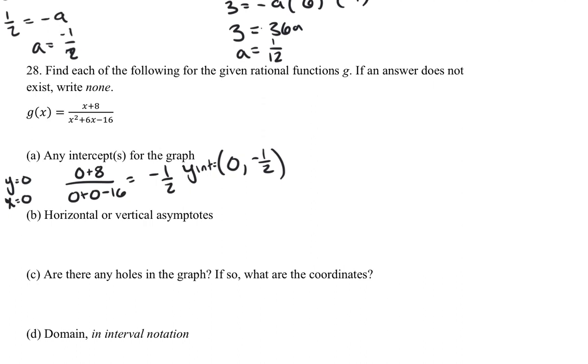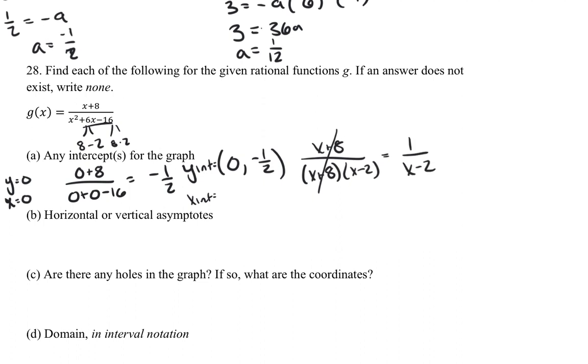And so the next thing we're going to do is find the x-intercepts. The first thing we're going to do is factor the bottom. Right, and so I can see that this is going to split into 8 and negative 2, and that's going to be 8 times 2. So our two factors are x plus 8 and x minus 2. And these cancel. So we're left with 1 over x minus 2. And so there's no x-intercept because there's nothing on top for the equation to equal 0. So none.